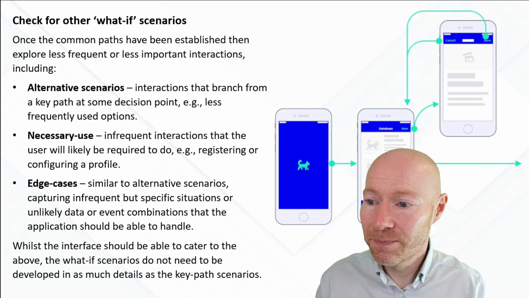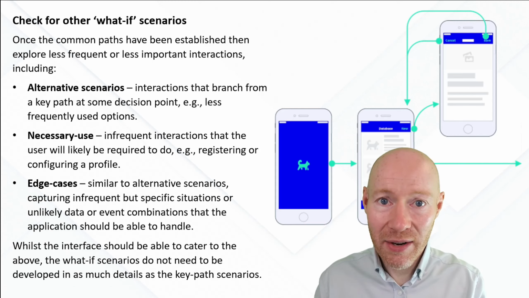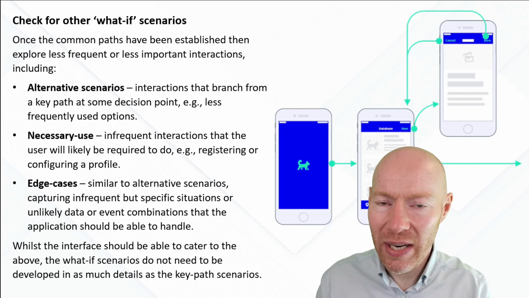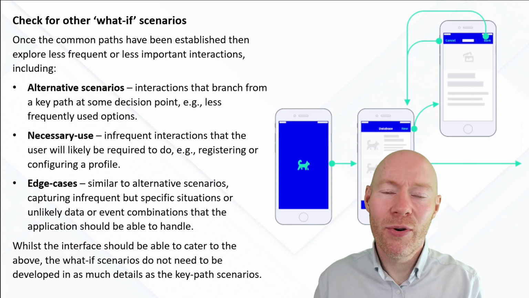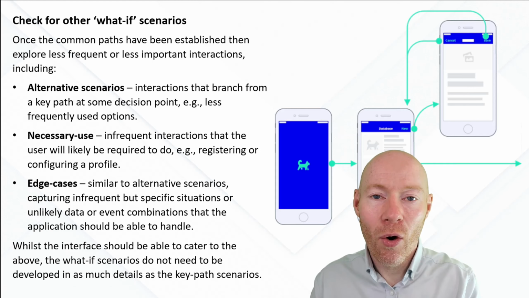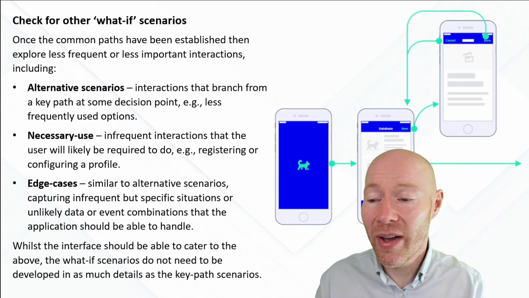So the key thing, at the bottom here, is that of course we need our interface to be able to handle these alternative scenarios, edge cases, and the infrequent necessary use cases. But they're not the focus of our interaction design. They're based on the normal, frequently encountered use cases that we've defined.